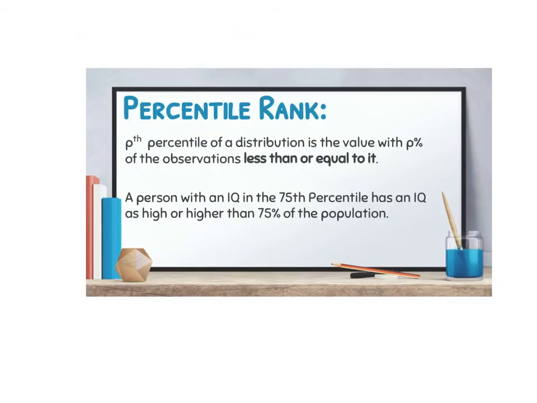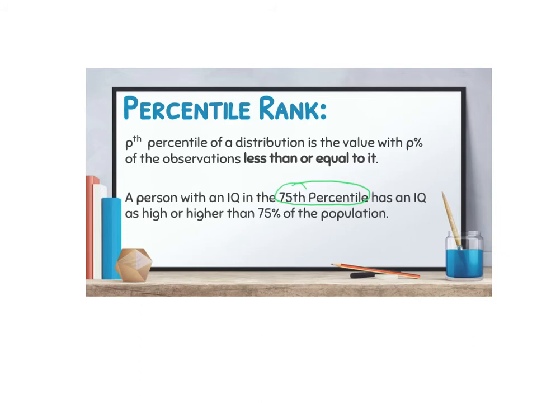Now, percentile rank. This is another way we can compare values within a distribution or compare values in two distributions that have different scales. So a percentile rank stands for the percent of the observations that are less than or equal to it. Okay? So a person with an IQ in the 75th percentile, or the 75th percentile rank, has an IQ that's as high or higher than 75% of the population.